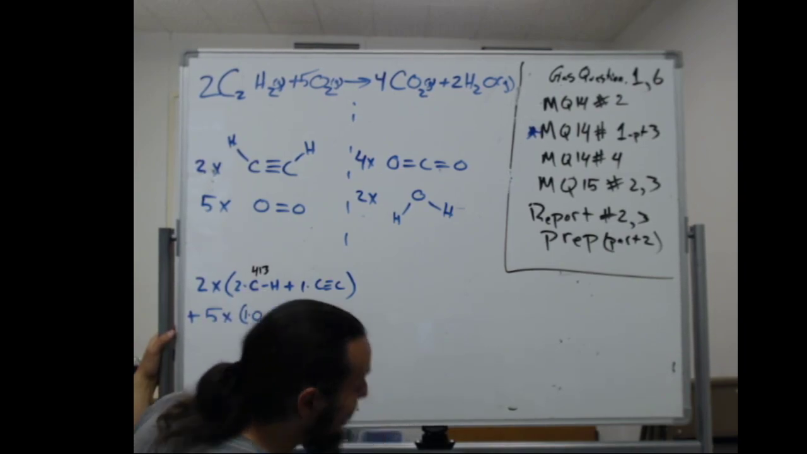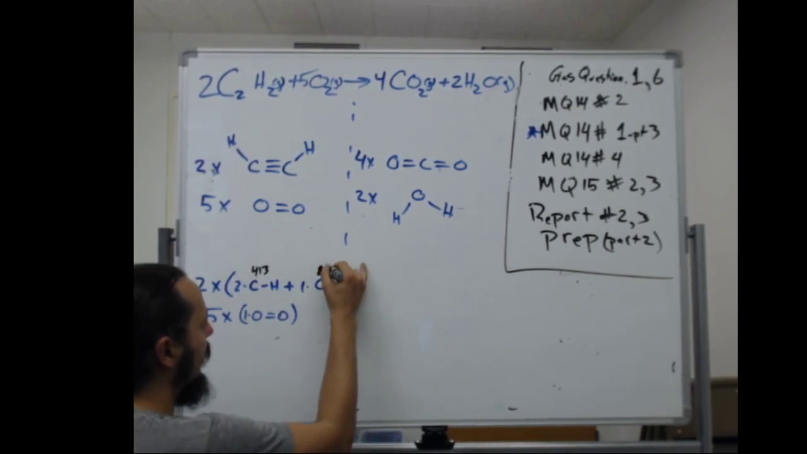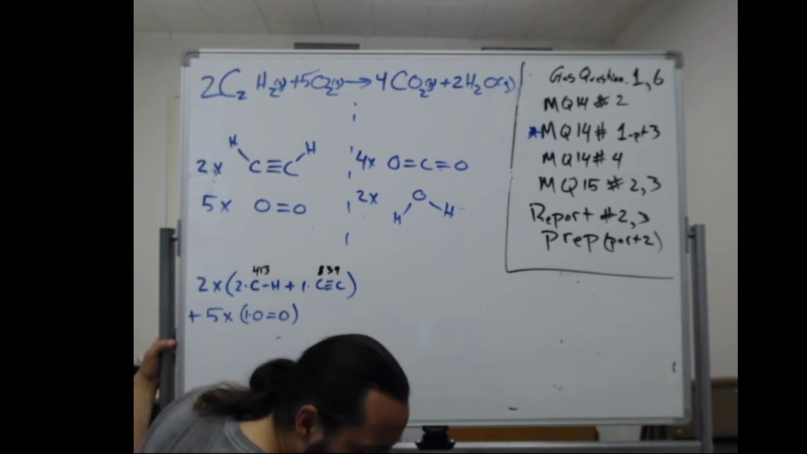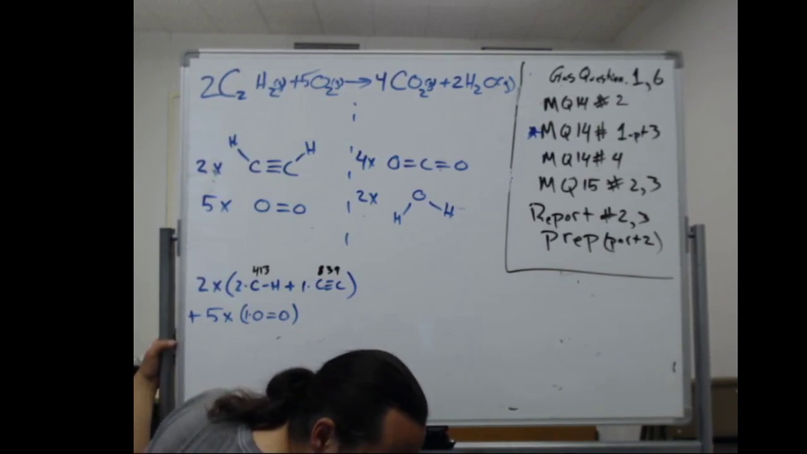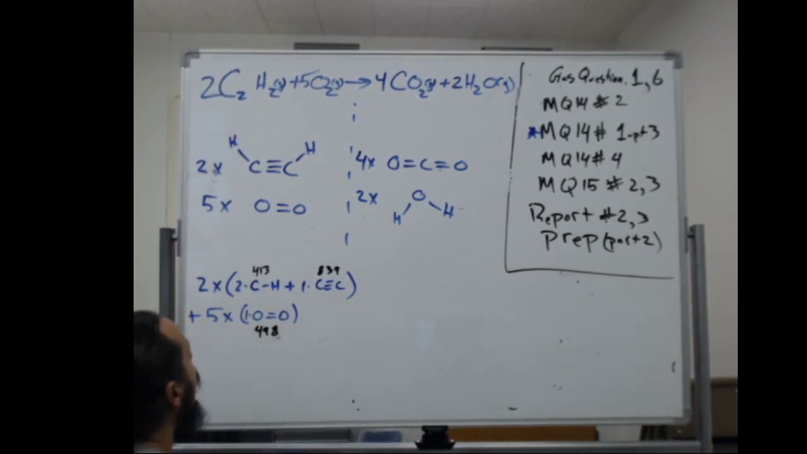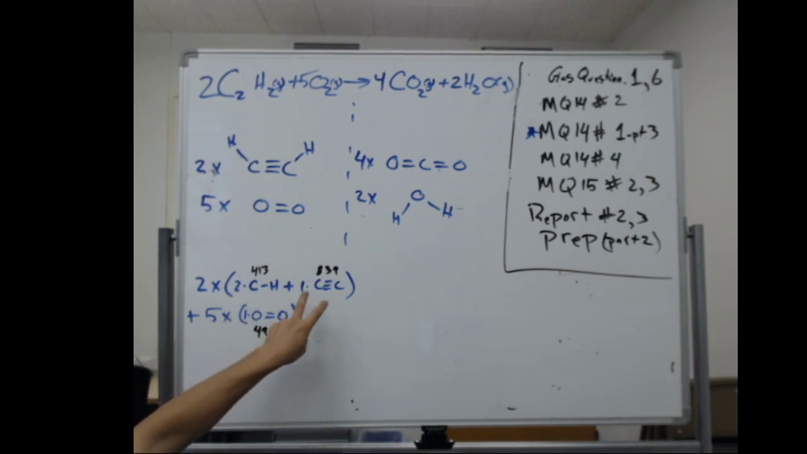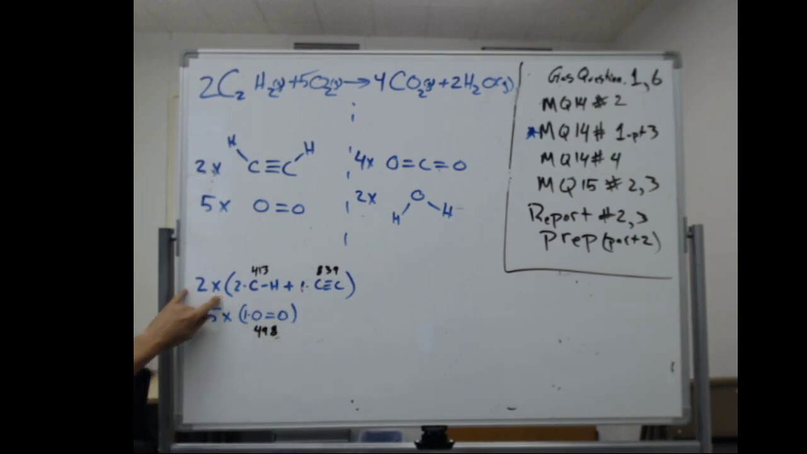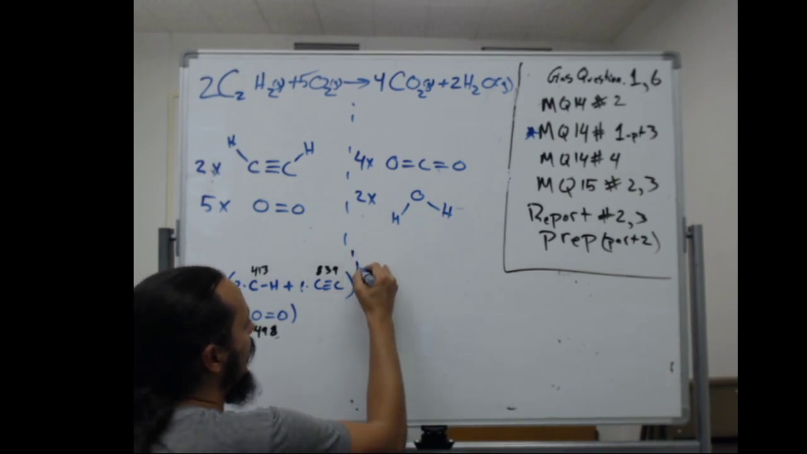Carbon-carbon triple bond is 839. And an oxygen-oxygen double bond is 498. So I can just do 2 times that plus 1 times that, and then I want 2 molecules of that for the C2H2, and then 5 times that for my O2. And that's going to be all of the energy.